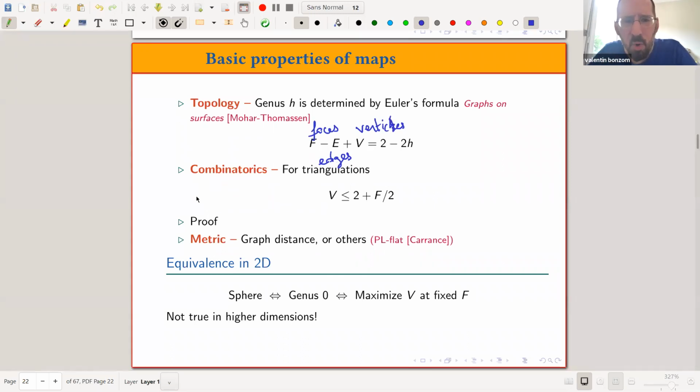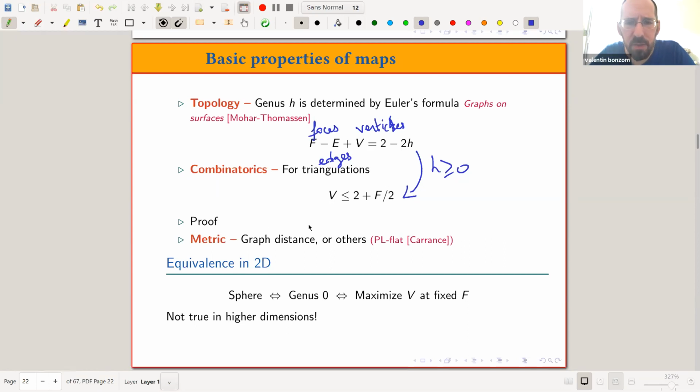Okay. So from a more combinatorial point of view, if you specialize to triangulations, you can say, let me forget about the genus, which is a topological quantity. What this tells me is that because H is non-negative, you have a bound on the number of vertices, which grows linearly with the number of faces. So this will be very important for us. Linear bound on the number of vertices.